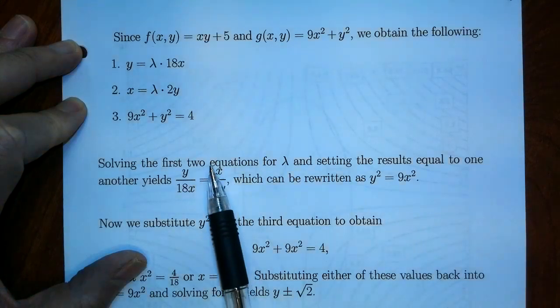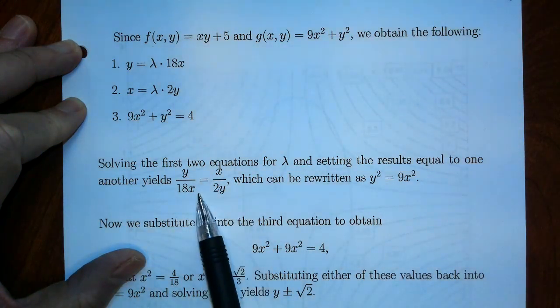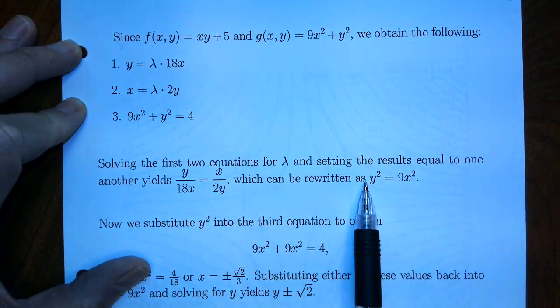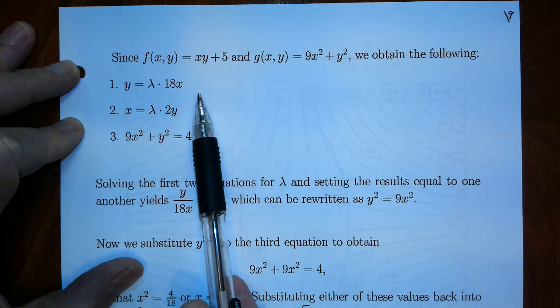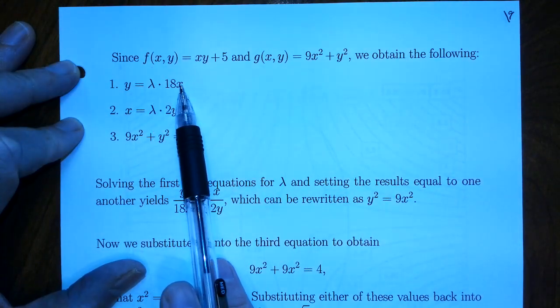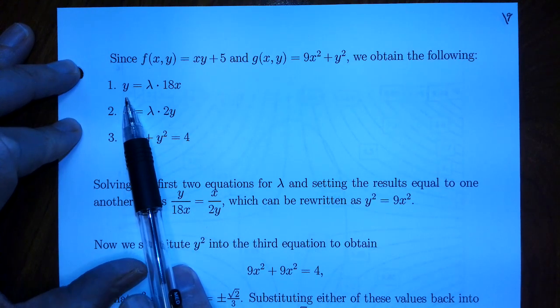And we can cross multiply and write this as y squared equals 9x squared. After we do a little bit of simplification, you might want to just verify that. You'd have 2y squared equals 18x squared, divide each side by 2, and you'd get this. Now, one thing that's important to notice is that when we solved for lambda here, we had to divide by x. We need to reassure ourselves that x can't be 0.